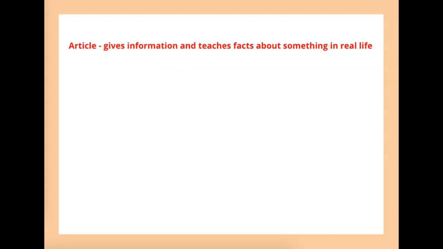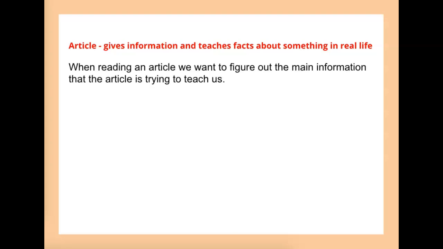So what is an article? An article is written to give information and to teach facts about something in real life. So when reading an article, we want to figure out the main information that the article is trying to teach us. In order to do that, we have to ask questions. Let's look at these question words. We're now going to go to our reading book, page 154.